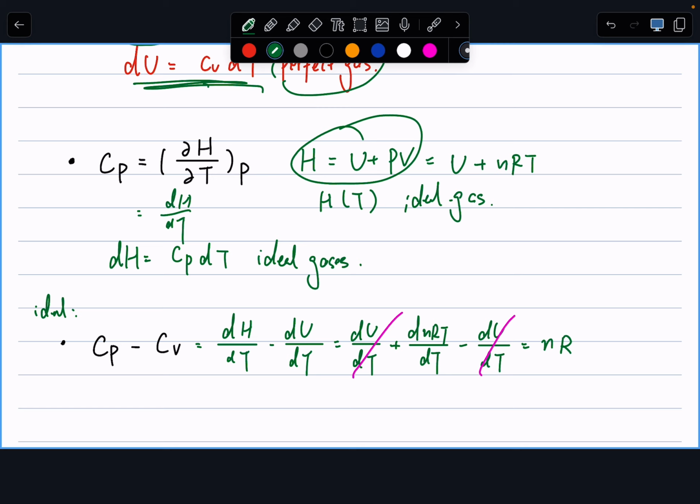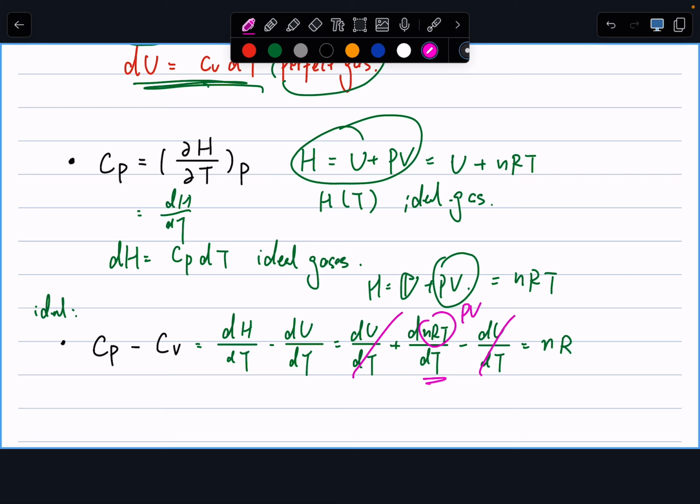Sorry, where did the volume term go? Oh, so H equals U plus PV, right? My PV equals nRT, so this is my PV term. Why did you have to change it? Well, PV equals nRT, and we're taking a derivative with respect to temperature. You want to make your life a little bit easier, right?